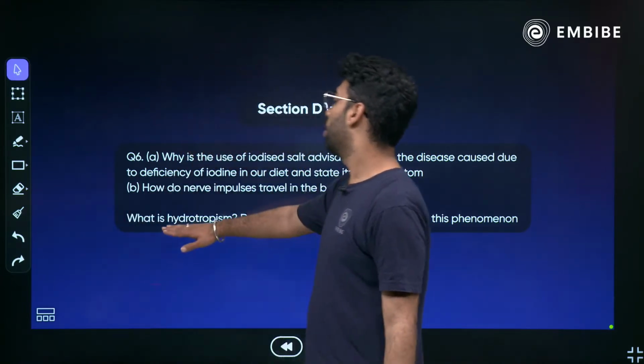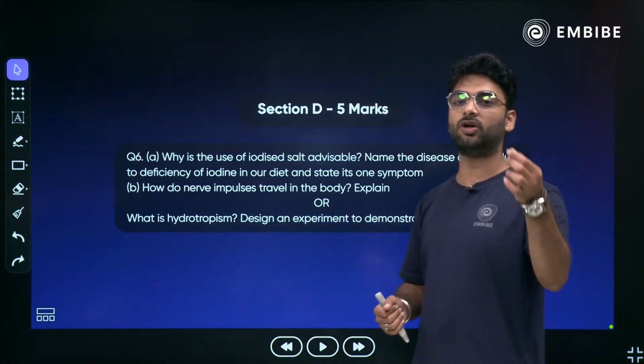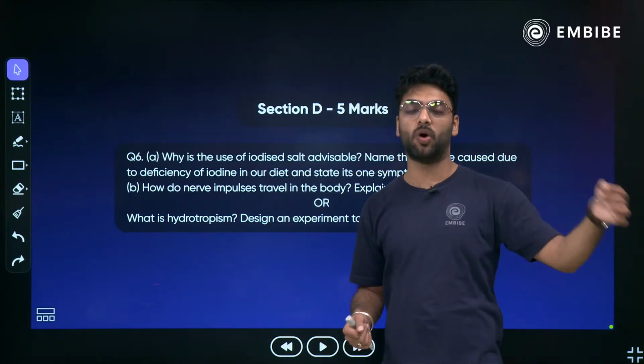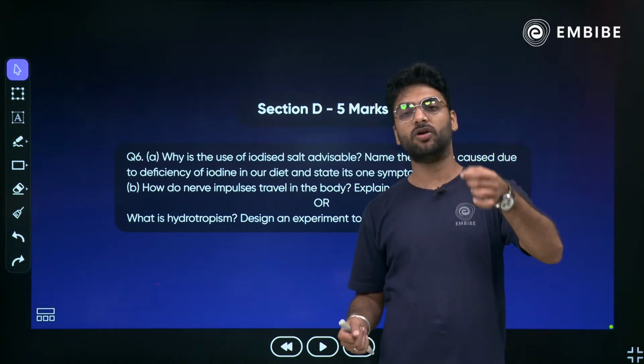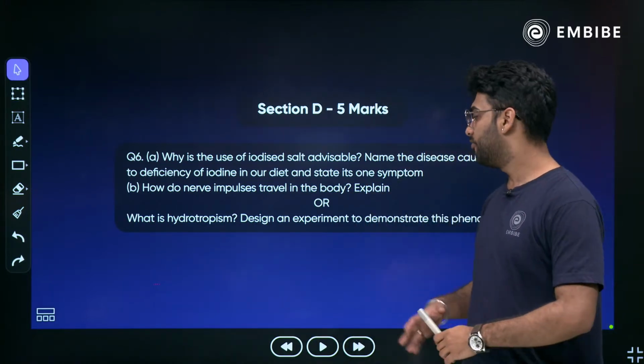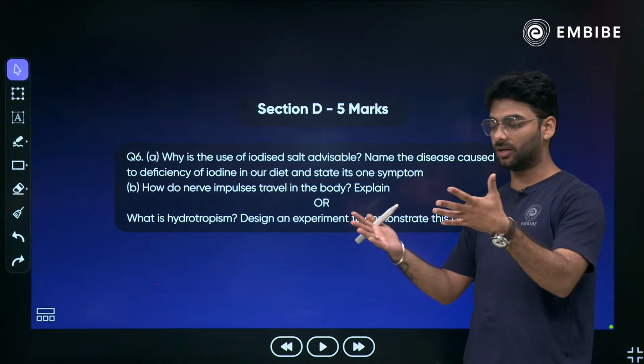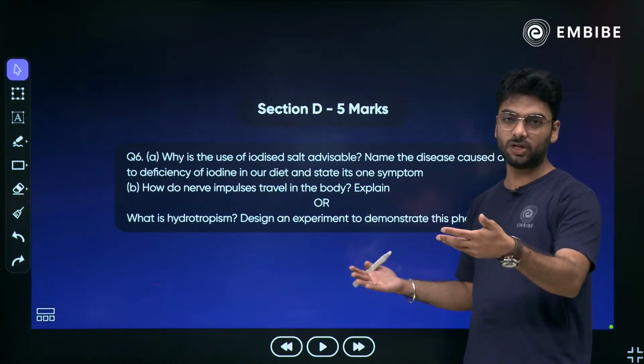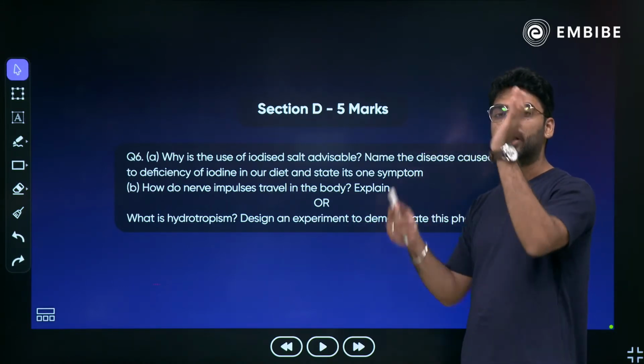So hydrotropism is the movement of the roots of the plant towards water. Right, it is a movement of the roots of the plant towards water. It is very easy to demonstrate. You can just show a diagram.